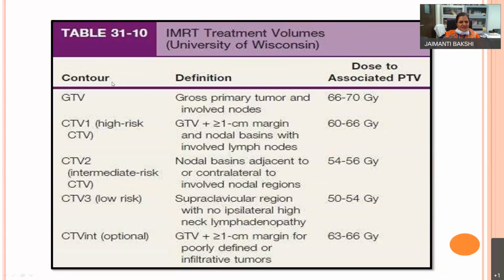Here we can see the various IMRT treatment volumes recommended by University of Wisconsin. This is the contour on CT planning. GTV, gross tumor volume, includes the primary tumor and involved nodes, and the dose of radiation to the GTV should be 60 to 70 grays. For CTV1, the high risk area, 60 to 66 grays radiation is recommended. For CTV2, intermediate risk areas require 50 to 56 grays, and for low risk areas we may give 50 to 54 grays.